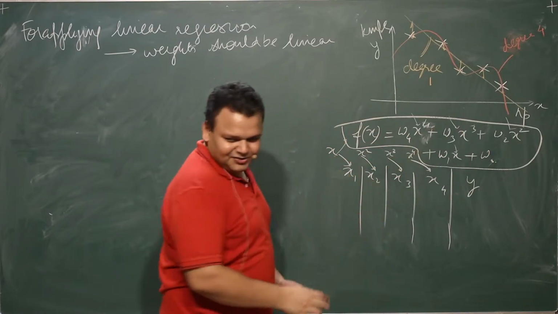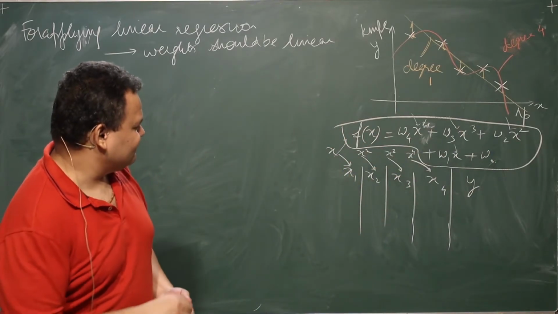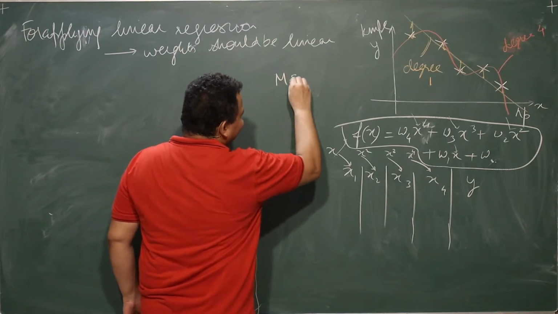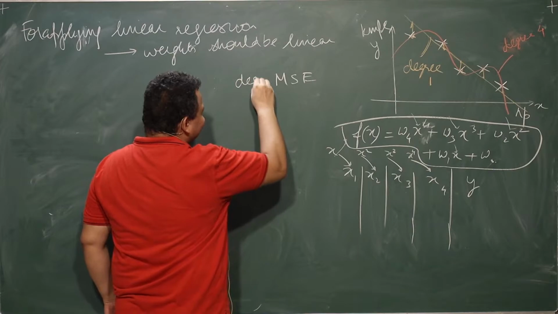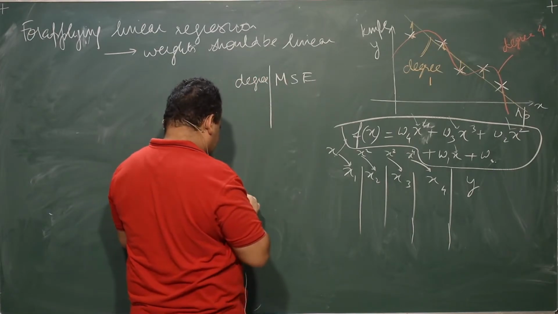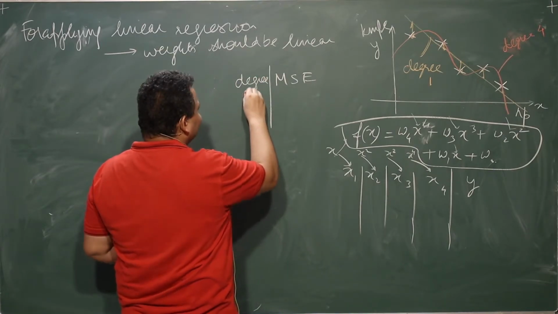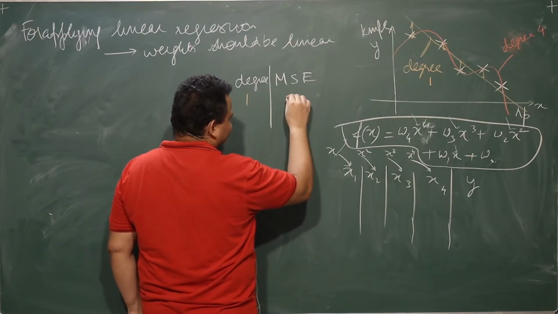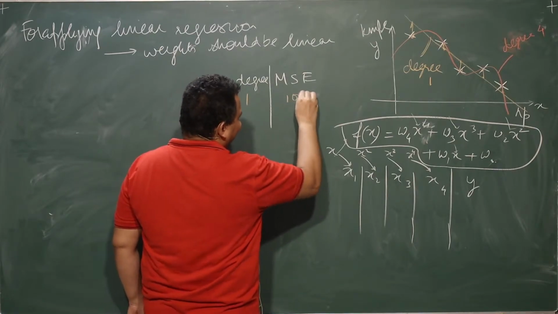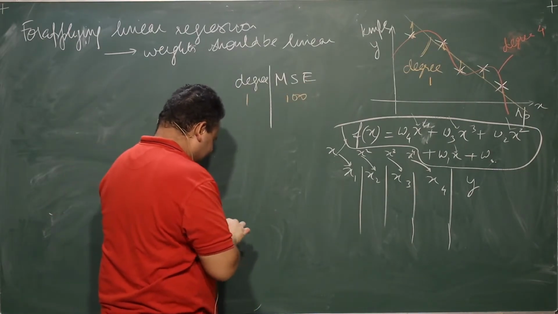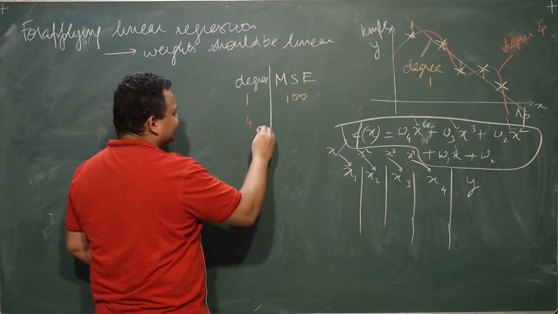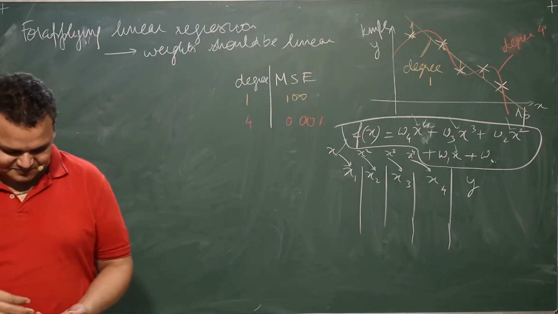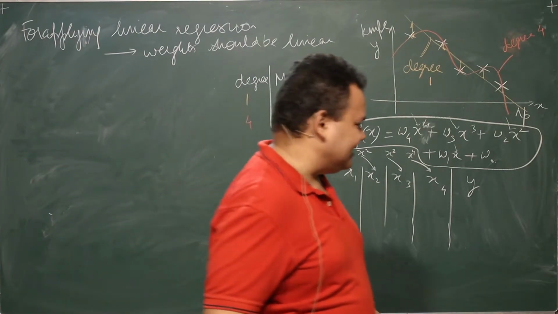So I'm telling you that the MSE, the mean squared error, for degree 1 is, let us say, some value, okay, 100. I'm just making it up. And for degree 4 it is 0.001.